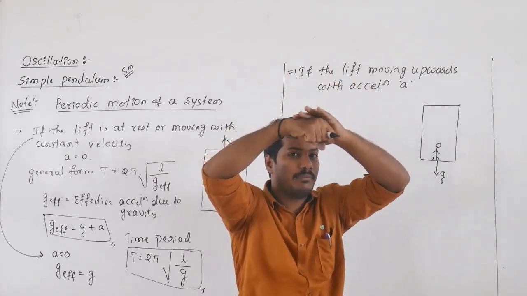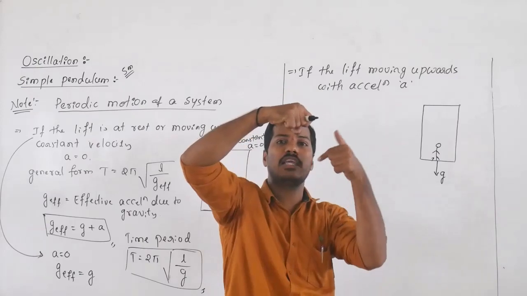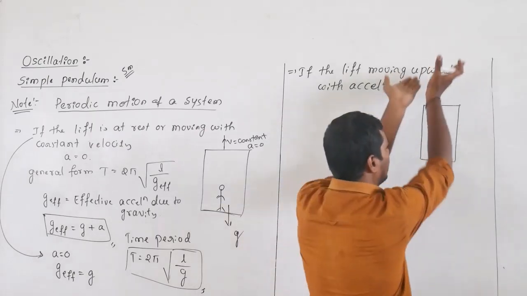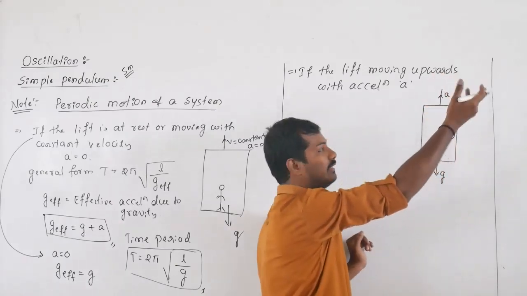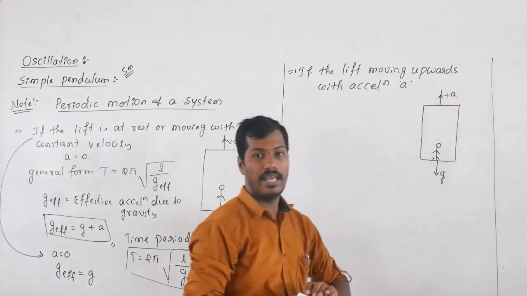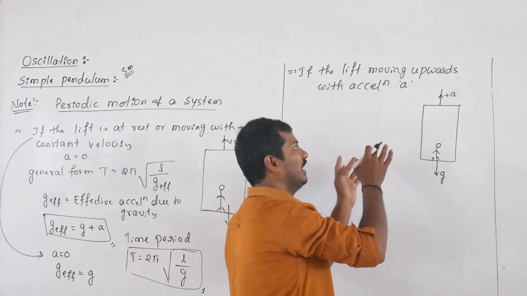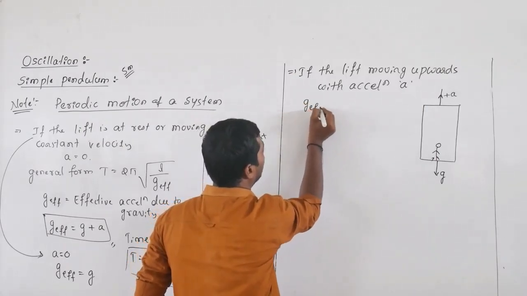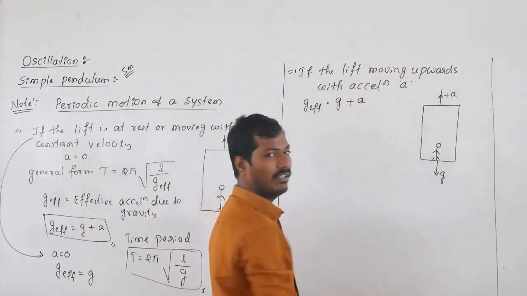The force is applied upwards against gravity. We are giving acceleration here, so the lift accelerates and moves forward like this. Some extra acceleration is given to it, so plus a is there. Acceleration is positive. Now the g effective is equal to g plus a. You can write it directly.